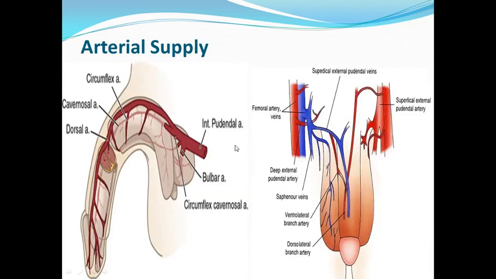Now talking about arterial supply, the main artery which supplies the erectile tissues or the internal tissues of the penis is the internal pudendal artery. And the internal pudendal artery generally gives three important branches. The first one is the deep branch, here labeled as the cavernosal artery. This one, the right one.